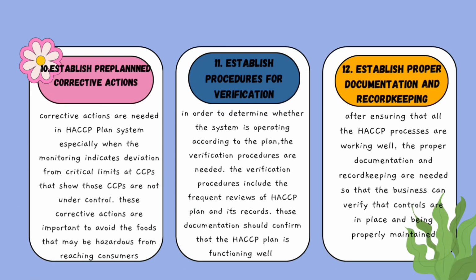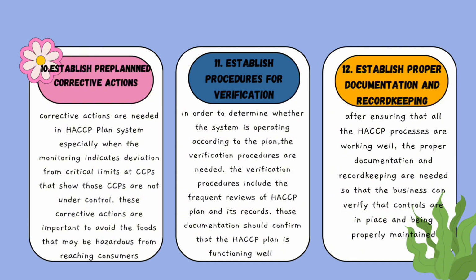The next step is establish pre-planned corrective actions. Corrective actions are needed in the HACCP plan system, especially when monitoring indicates deviation from critical limits at CCPs, showing that those CCPs are not under control. These corrective actions are important to avoid foods that may be hazardous from reaching the consumers.